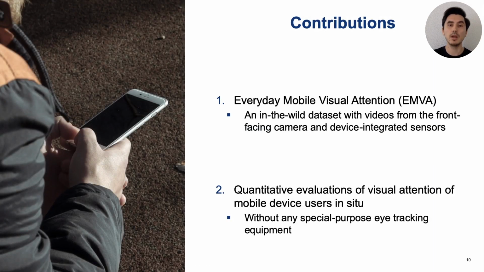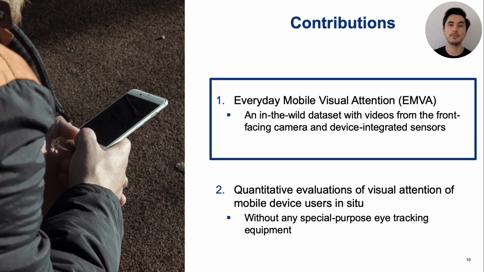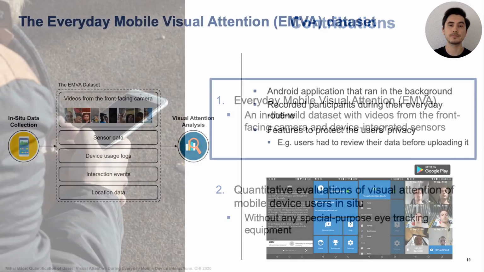In this paper, our contribution towards understanding and quantifying visual attention during everyday mobile device interactions is twofold. First, we present the Everyday Mobile Visual Attention dataset, which is a novel in the wild dataset. Second, we present the first quantitative evaluations of attention in situ without the need for any dedicated eye tracking equipment. Let's have a brief look at the dataset.